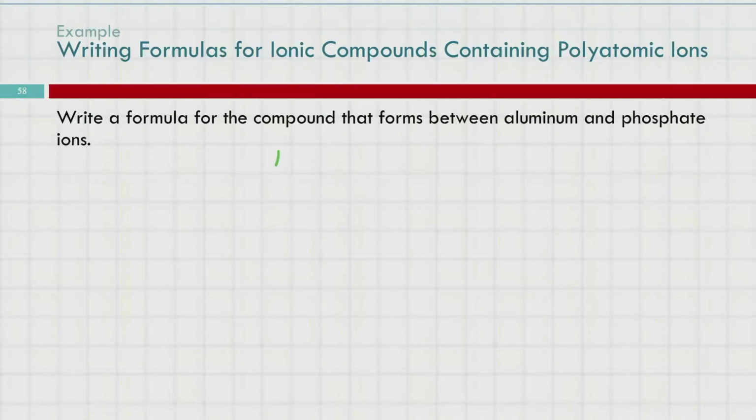So aluminum is Al. We find it on our periodic table in group 3A. So it has a charge of 3+. It's a metal. Metals get positive charges. And we've got the phosphate ion. Again, this ATE ending means we've got a polyatomic ion. So we would find something on our green sheet on the top. We would find phosphate. And it's PO4 with a 3 negative charge.